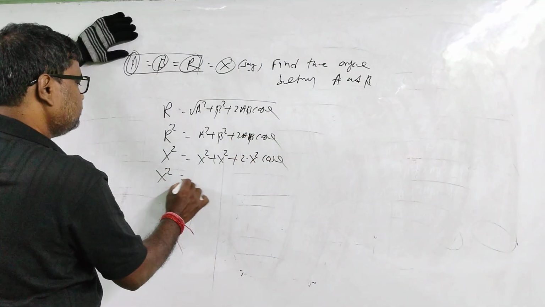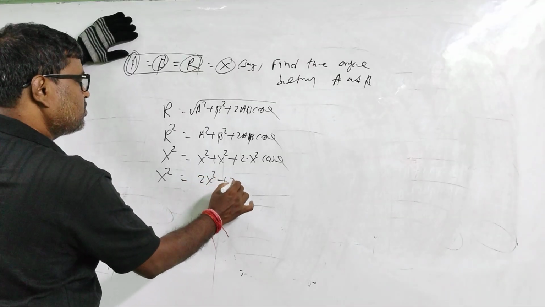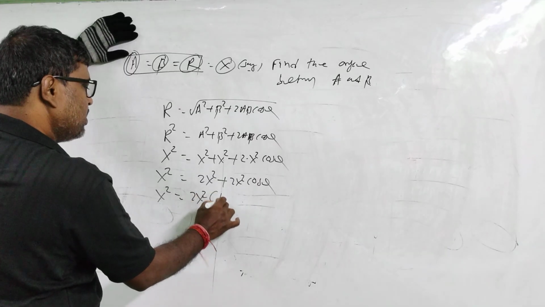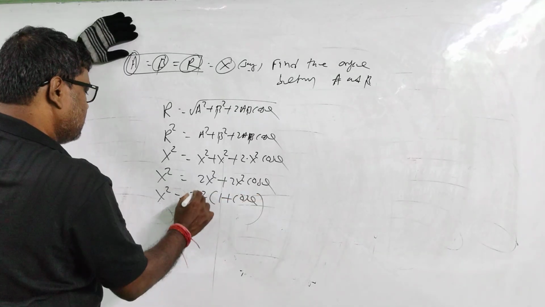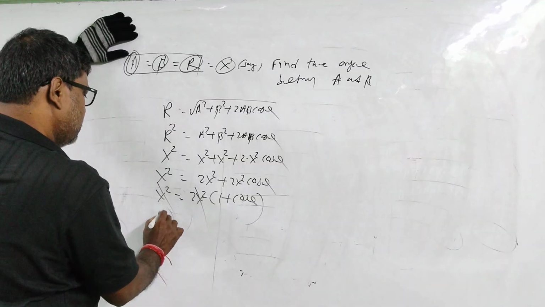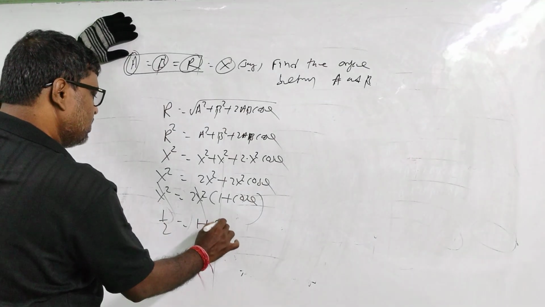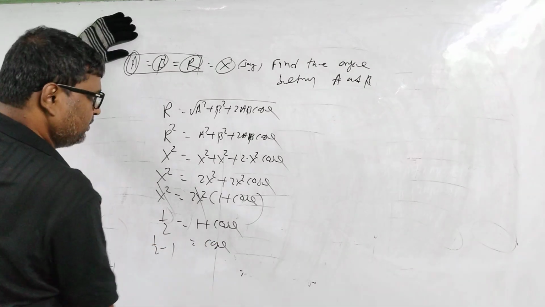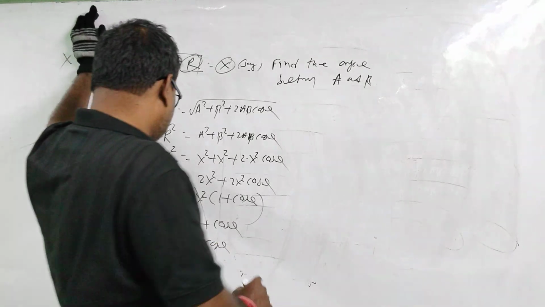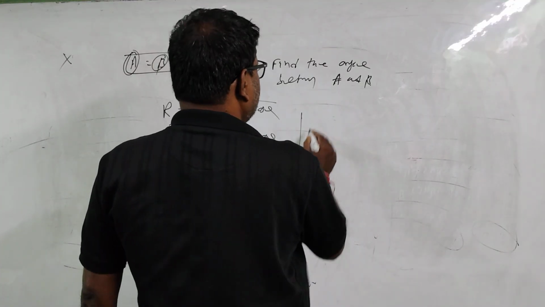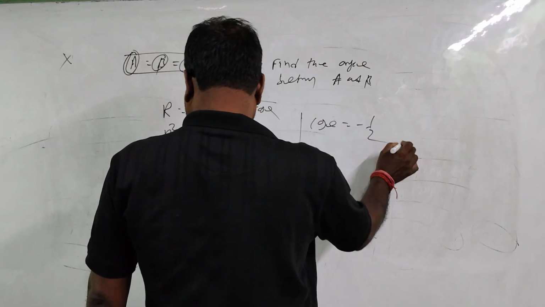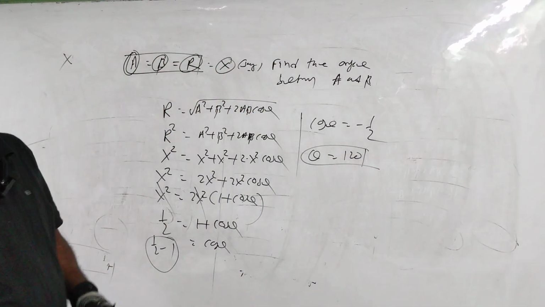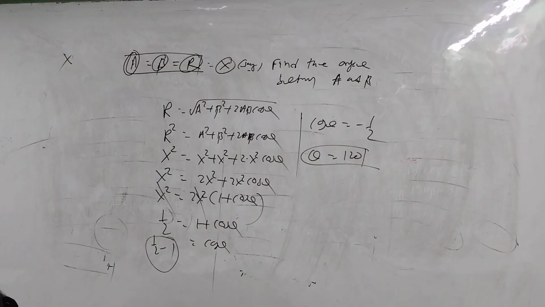x square equals 2x square plus 2x square cos theta. 2x square times (1 plus cos theta). x square cancels, so half equals 1 plus cos theta. So cos theta is half minus 1, that means cos theta equals minus 1 by 2. So theta is equal to 120.